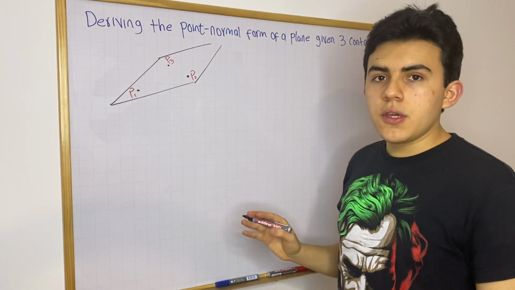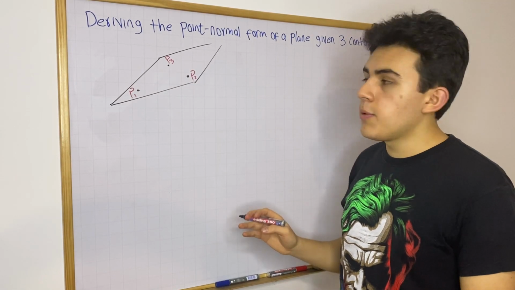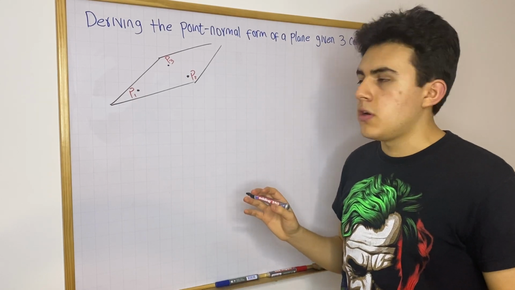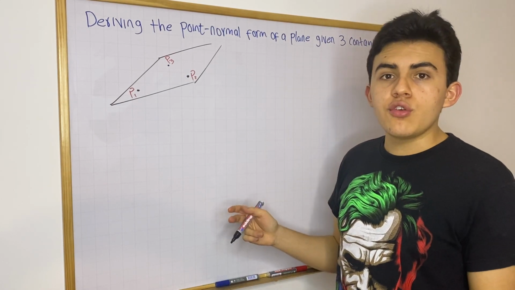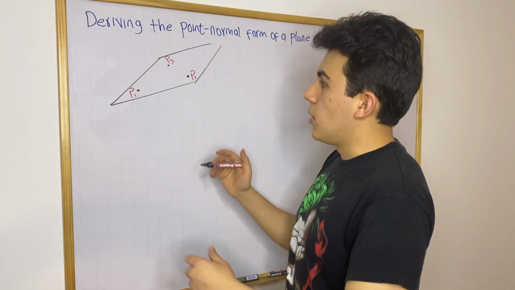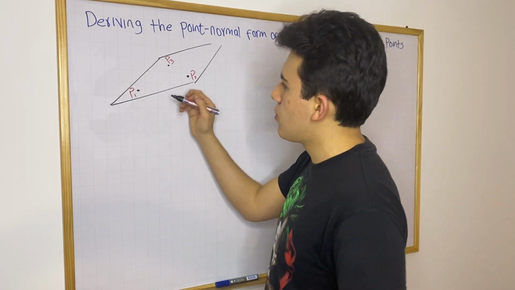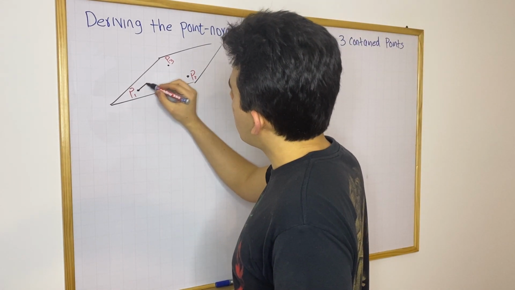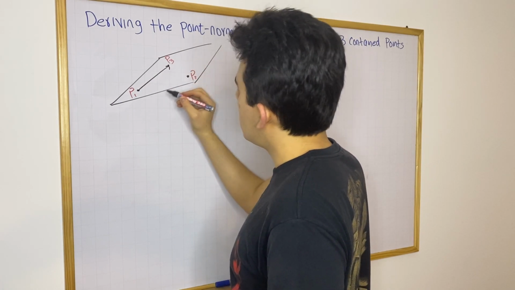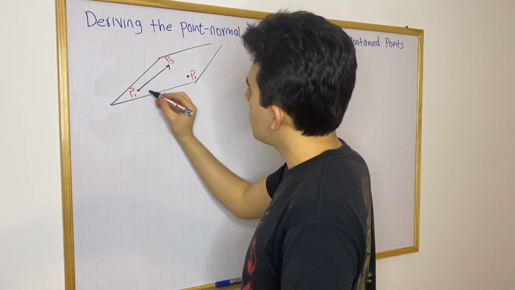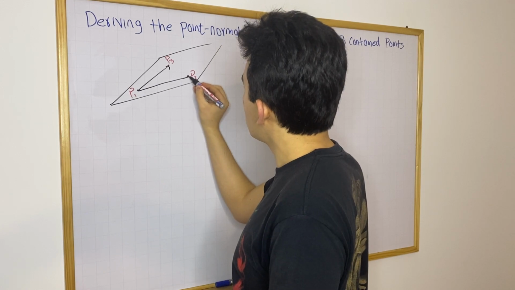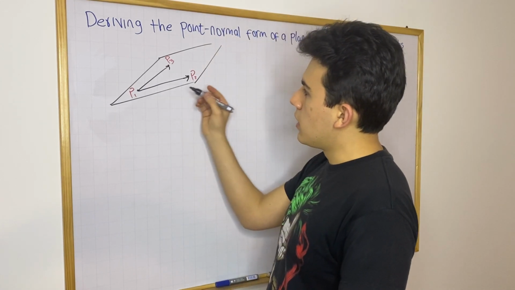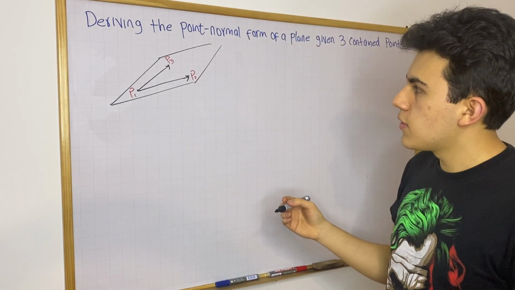And the first thing that you want to do is you want to have vectors, okay? Remember, vectors are going to be our best friends here. And if you have 3 points, you can have two vectors, okay? So I'm going to say that P1 will be the origin. So we're going to have this vector over here, this vector from P1 to P3, and this vector here from P1 to P2, okay? We have two vectors.